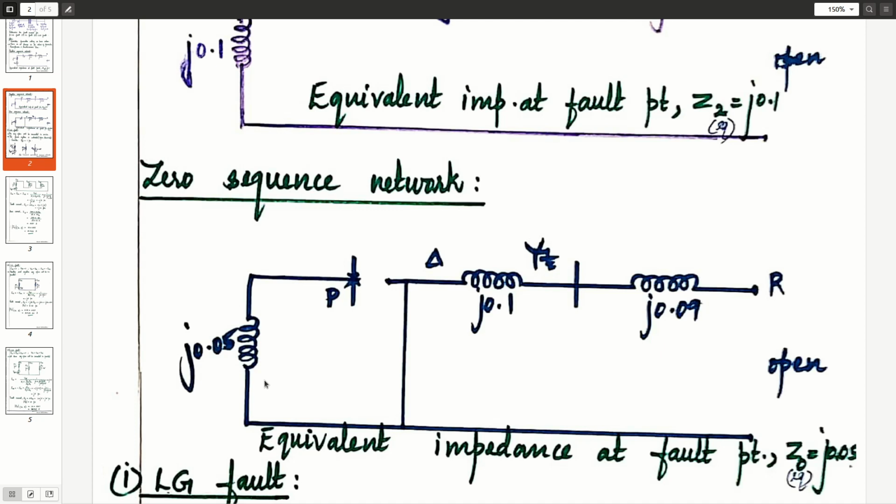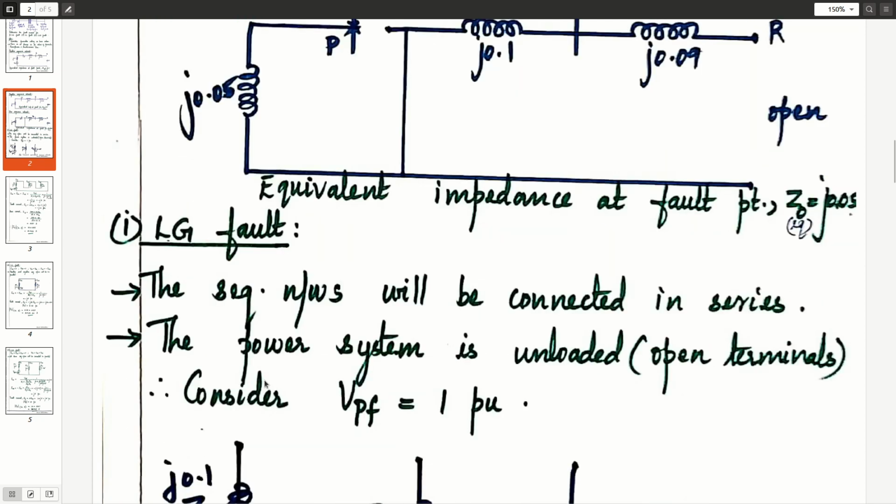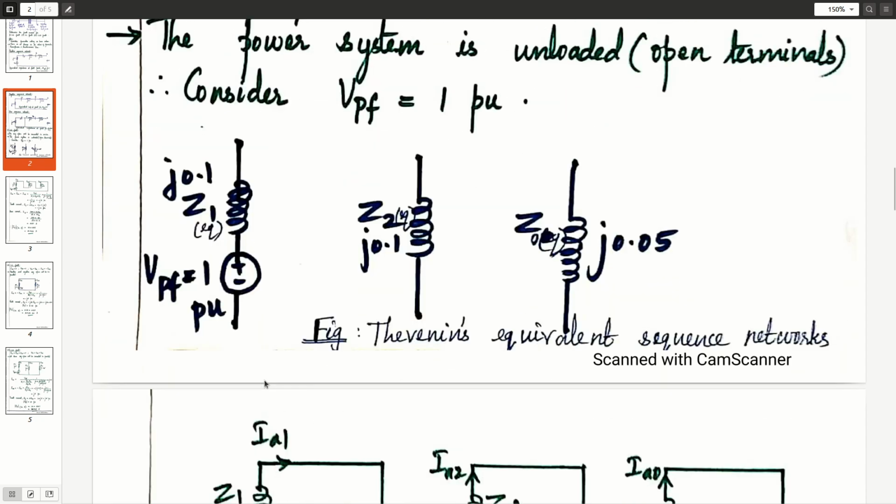We have drawn the positive, negative and zero sequence networks of the given power system, written the impedances, and calculated the Thevenin equivalent impedance. After calculating Thevenin's equivalent impedance of the three sequence networks, we draw the Thevenin equivalent sequence networks. This is the Thevenin equivalent positive sequence network, which has VPF in series with the positive sequence Thevenin equivalent impedance. And this is the Thevenin's equivalent circuit for the negative sequence network. This is the Thevenin's equivalent zero sequence network.